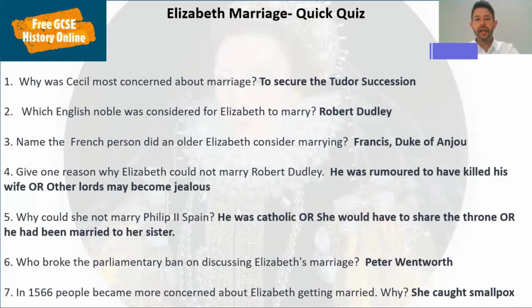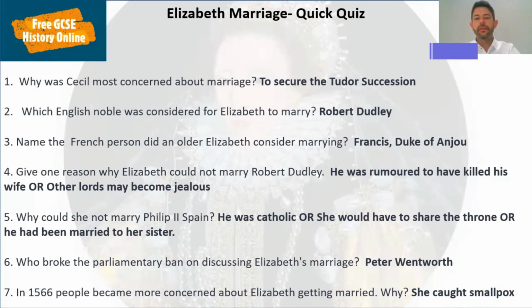Name the French person, the older person that Elizabeth considered marrying. Well, Francis, Duke of Anjou, of course, which Elizabeth rejected, and there were problems around that, being the fact that he was Catholic was a big problem. But you may be aware in your wider knowledge that there was the French War of Religions going on, and around about this time there was the St. Bartholomew's Day massacre, which was where the Catholics went around slaughtering Protestants. So she could not marry a Protestant-slaughtering prince.